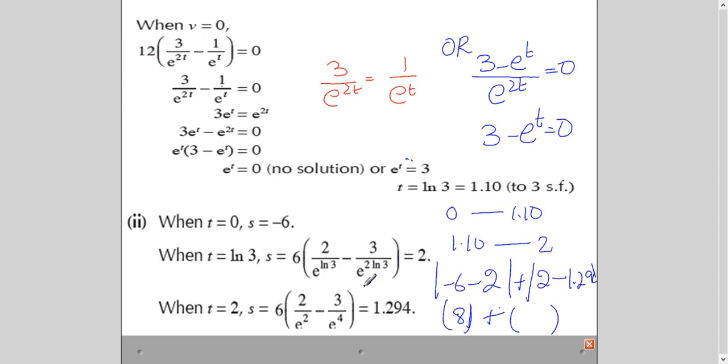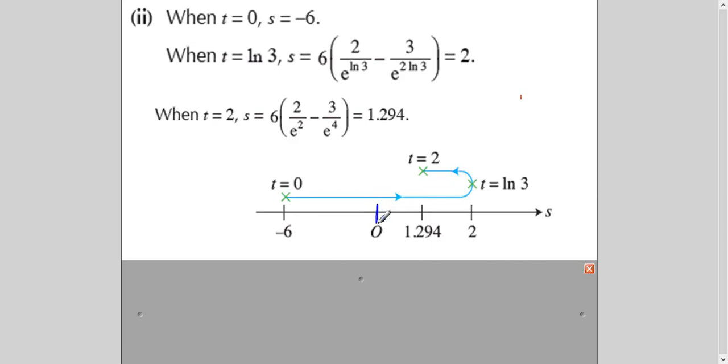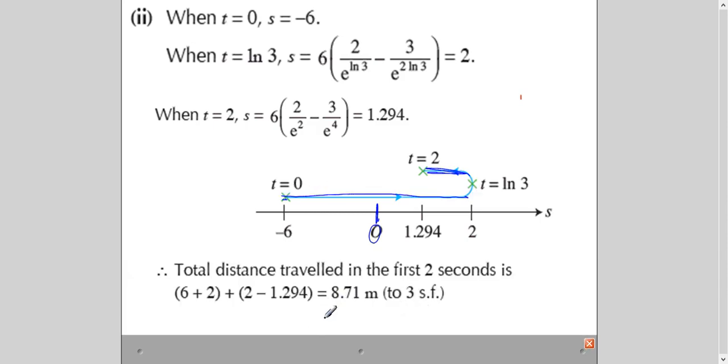Let's see with the help of a diagram also. So origin is here. When we put t is 0, the displacement was -6, so we have marked it on the left hand side. When we put t equal to ln3, it was +2, so we have marked it on the right hand side. So this is the distance covered in 0 to ln3 seconds. And then when we put t equal to 2, we got 1.265. So it is this distance and it is this distance. So we are doing exactly the same way, right? You can see here. So this is how you will solve the question.